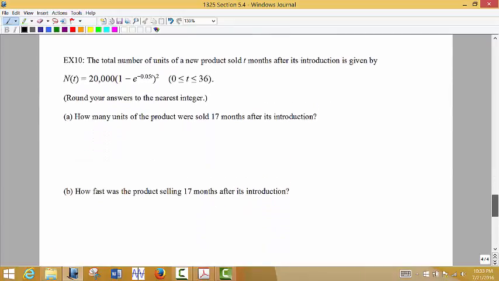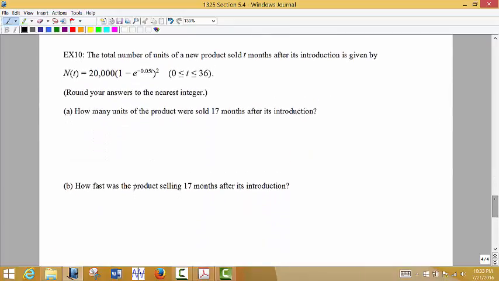In our last example for this section, we have here that the total number of units of a new product sold t months after its introduction, so t stands for months after introduction of this product, is given by the following function. And we have our bounds for t is 0 to 36, and we're asked to round to the nearest integer, so we'll keep that in mind. It says how many units of the product were sold 17 months after its introduction.